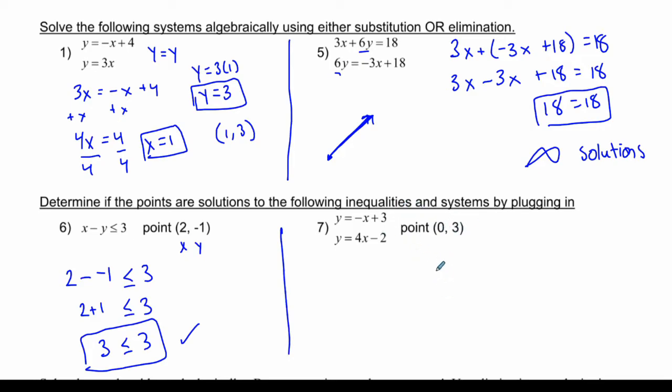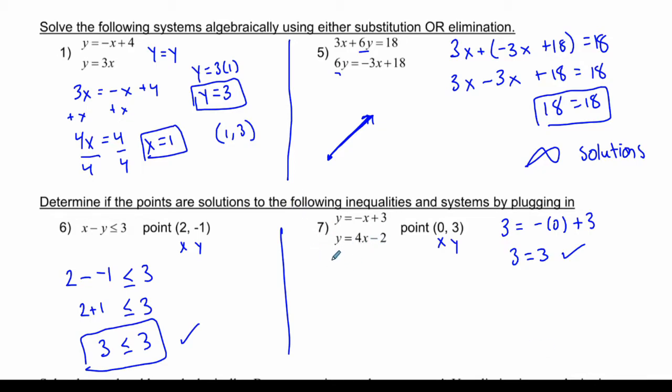Number 7, we have the point (0, 3). Again, there's our x, there's our y. Let's plug it in. So first equation, we have 3 is equal to negative 0 plus 3. Well, negative 1 times 0 is just 0. So is 3 equal to itself? Yes.